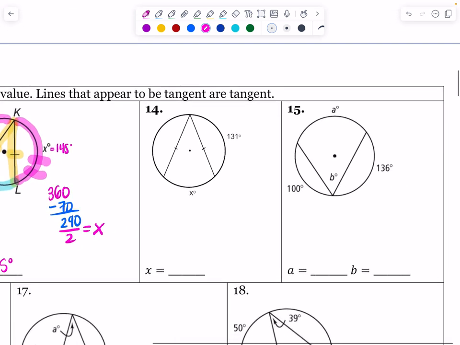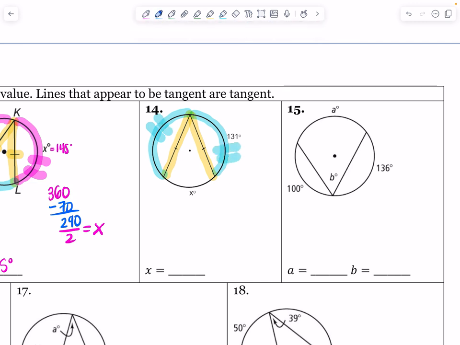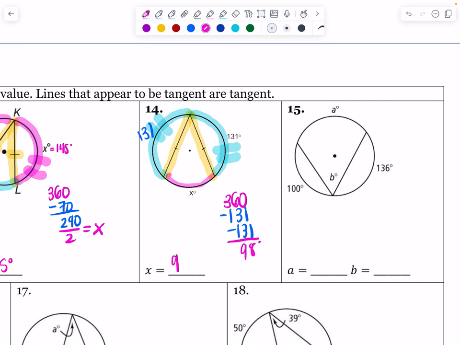All right, same exact thing on number 14. However, it has the congruent chords, which means that the arcs are congruent. So this time I get to copy that blue 131 over here. So if that's 131, this is also 131. So how do I get what is left for X in the circle? Well, I'm going to take a full 360, and I'm going to subtract off the two blue amounts I've spent, minus 131, minus 131. What is that going to leave me? That is going to leave me 98 degrees for this minor arc. 98 degrees is what X is going to be equal to.